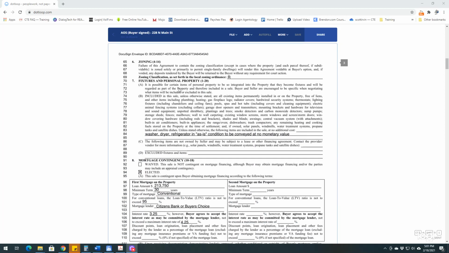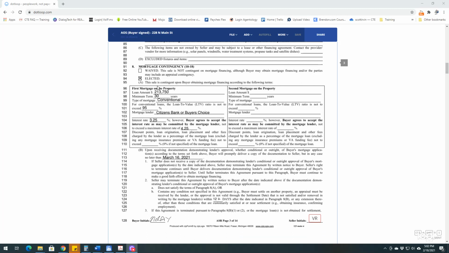Here we have the fixtures included. Standard fixtures included are anything that you need a tool to remove from the house. So, for example, if you have a shelf on the wall and you need a screwdriver or a pair of pliers to get that shelf off, that would be considered a fixture. If you can just take it off the wall like a picture, that would be considered personal property. And here we have included, on top of the fixtures, a washer, dryer, and refrigerator, which again are personal property, included in the agreement of sale.